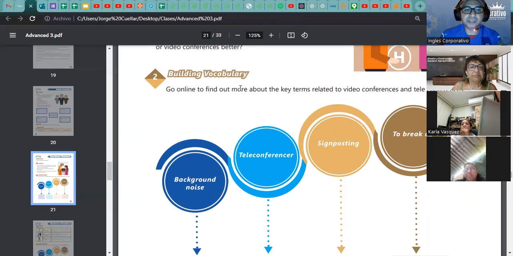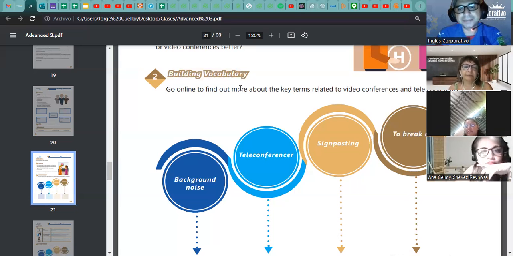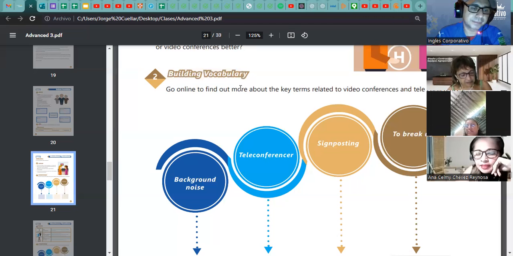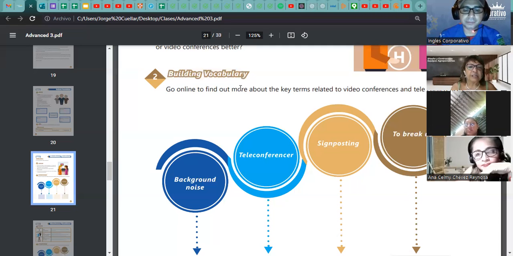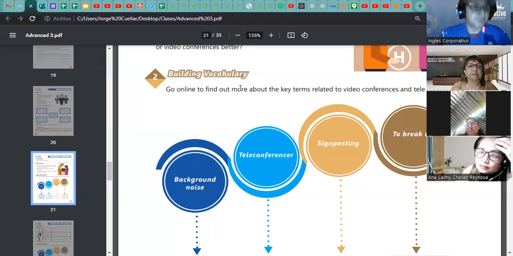What is teleconferencer? Someone that speaks during the conference. People. Very good. Expositor. That is it. So it's the person that is moderating the meeting, let's say. What is signposting? Signposting is to make marks, when you are explaining something, you put some colors, some notes that can make remarkable something that you are teaching or speaking about. That is the one. Very good.